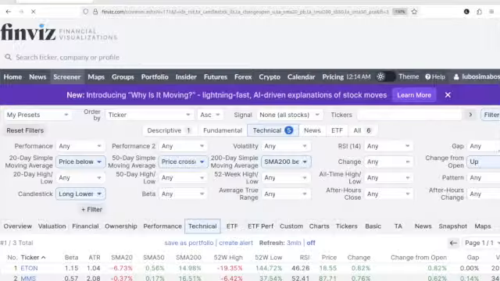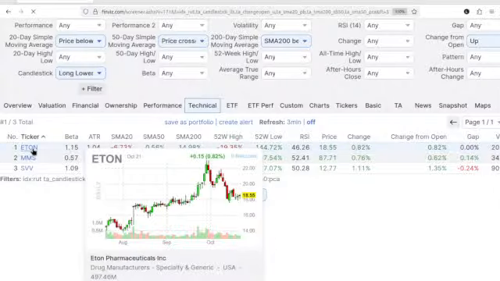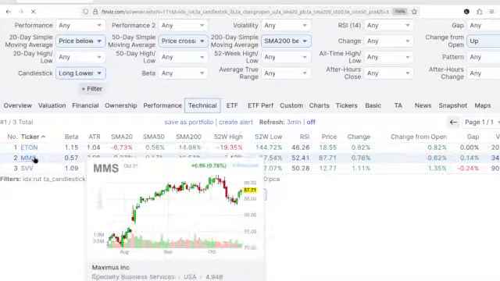We're going to look at Eton, because we looked at MMS, and now we're going to look at Eton. Again, if you want to see the demonstration of how I found these stocks, just rewind this video. Can't believe I'm using the word rewind, guys. This is crazy. And it's a pharmaceutical company. MMS is a specialty business services company. SVV is specialty retail. These are consumer businesses.